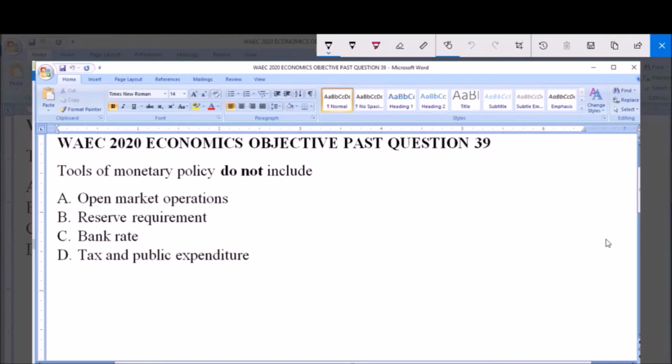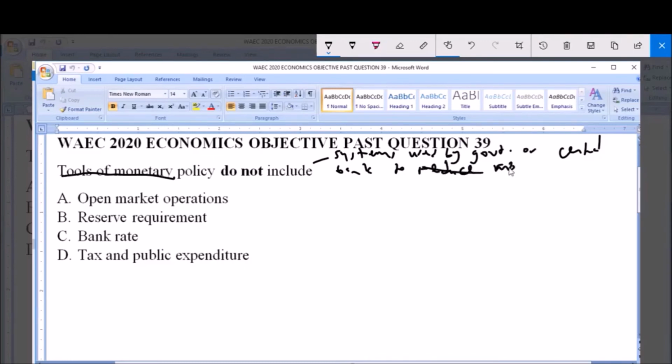Tools of monetary policy do not include A. Open market operations, B. Reserve requirements, C. Bank rates, D. Tax and public expenditure. So the tools of monetary policy are basically systems used by usually government or the central bank to reduce or generally to regulate the circulation of money.